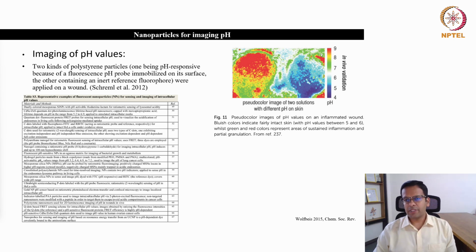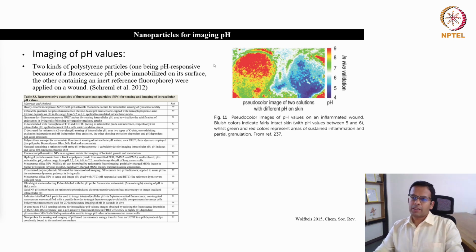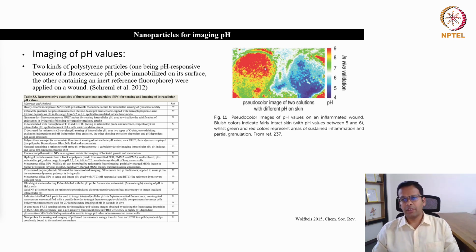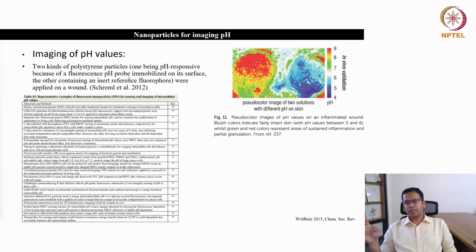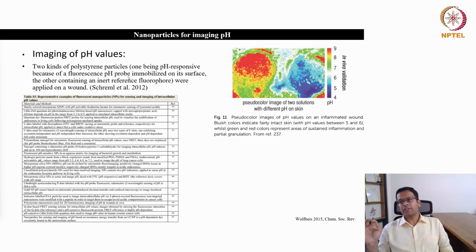So this is a wound sample, in which two types of probes were used for the surface modifications of the polystyrene nanoparticles. The one probe is pH responsive, because the fluorescent pH probe was immobilized on the surface, and the other probe is just used as a reference.